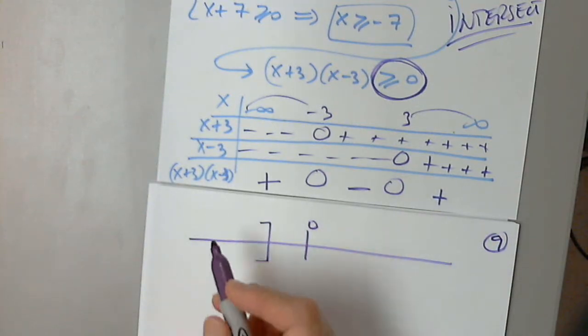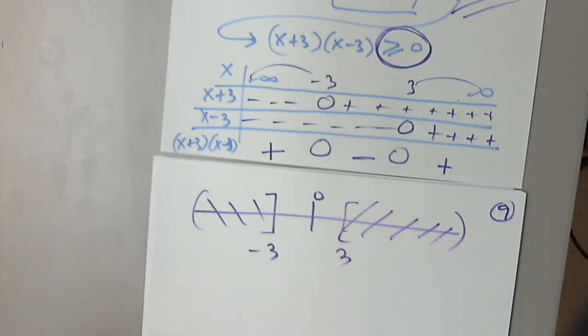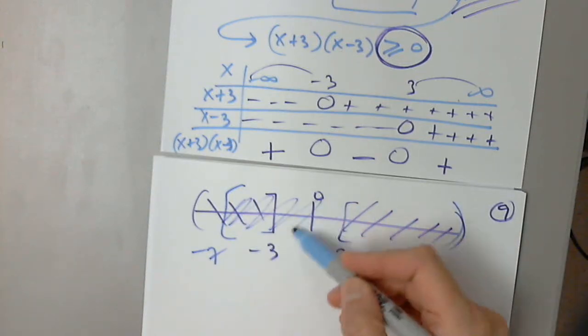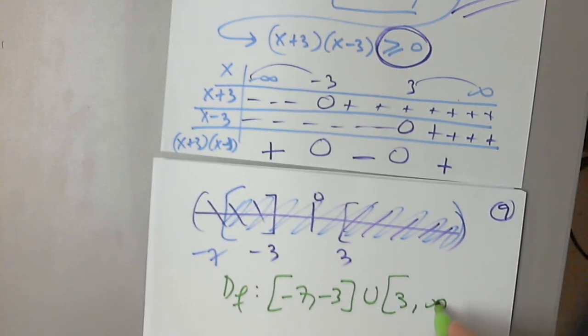Here is purple. That's purple. And here's the blue. Because I'm intersecting, I have to choose the territory where they both exist at the same time. Purple and blue? Yes. Purple and blue? Yes. So can anyone dictate the domain of this function? Negative 7 to negative 3 union. That's it.